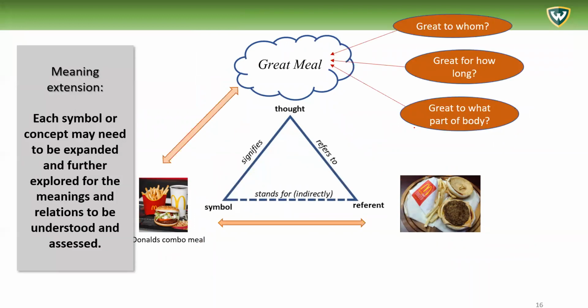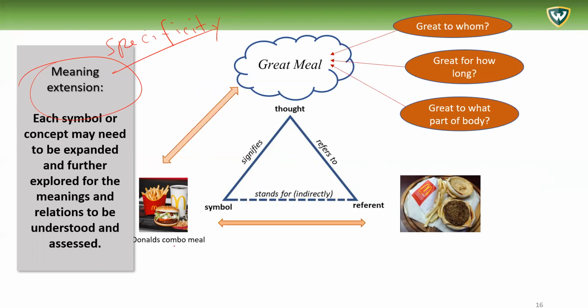Also, we need to emphasize that things are usually not this simple, and there's always a need for a kind of meaning extension, or I like to maybe also refer to it as meaning specificity. You've got to be specific. So for example, let's just read here: each symbol or concept may need to be expanded and further explored for the meanings and relations to be understood and assessed.